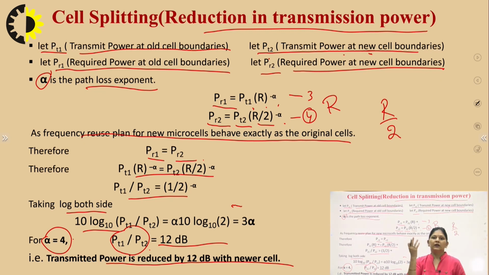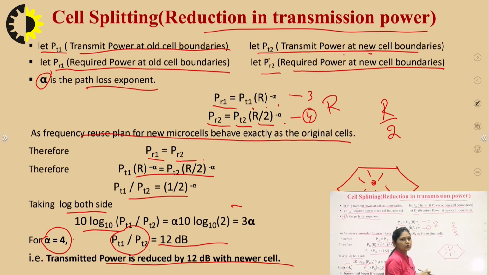Earlier, the base station had to cover more area. In the case of the macro cell, the area was larger, so the base station had to transmit more power. But in the case of the microcell, the area has decreased, so it has to cover a smaller area, which is less than the earlier cell. That's why the power is reduced by 12 dB.